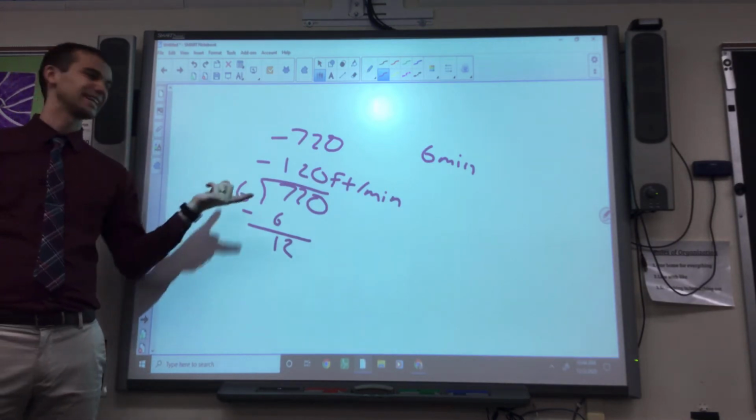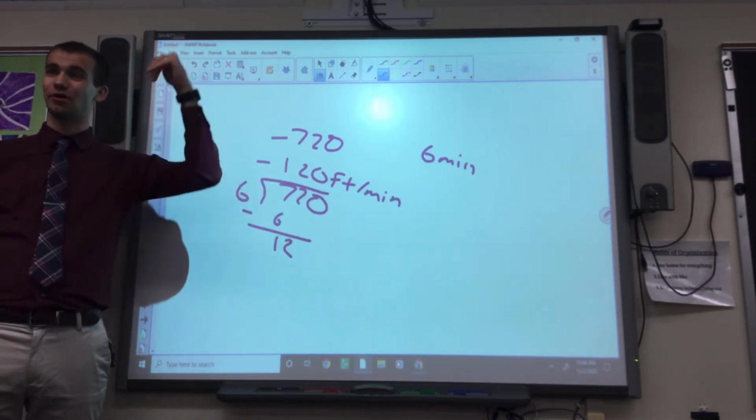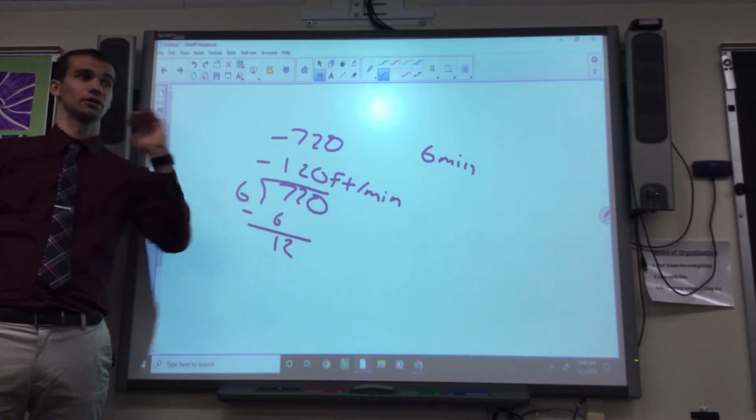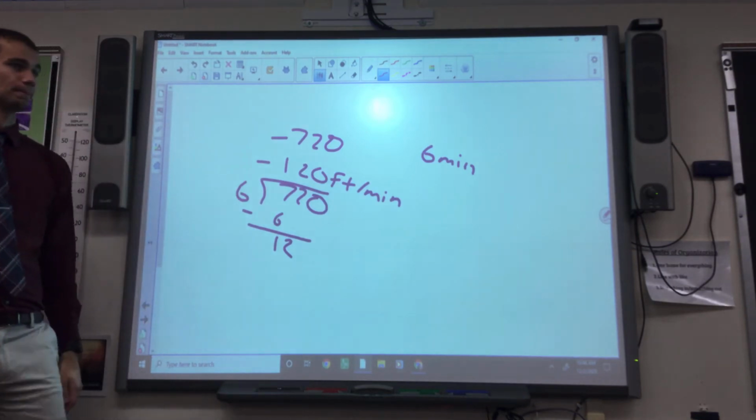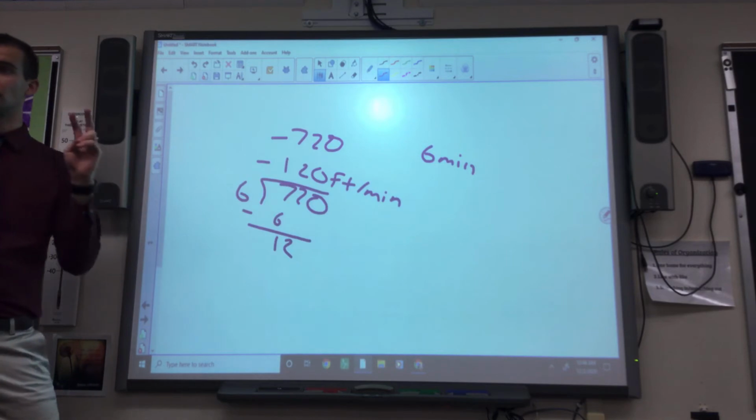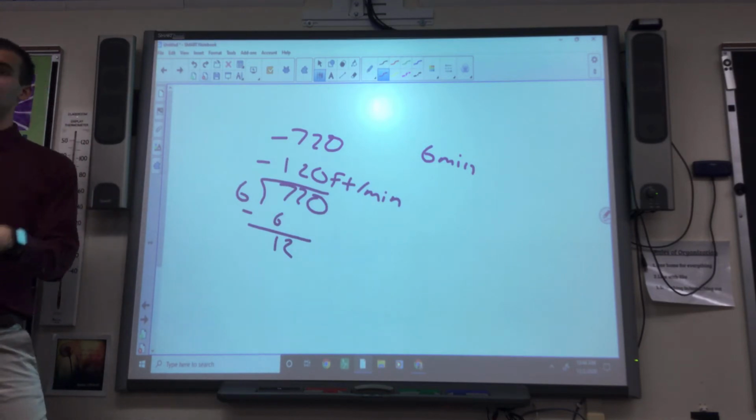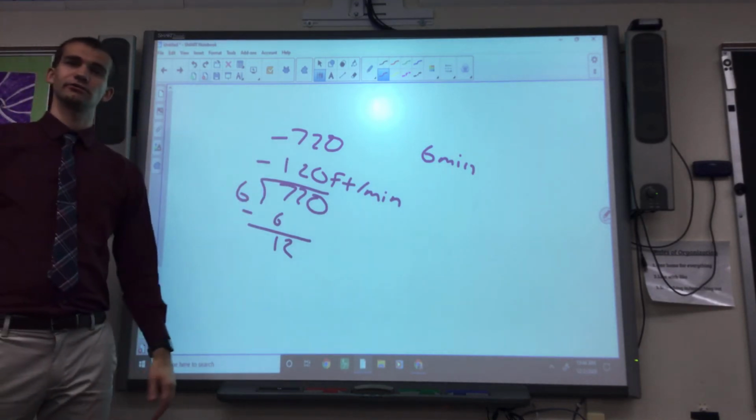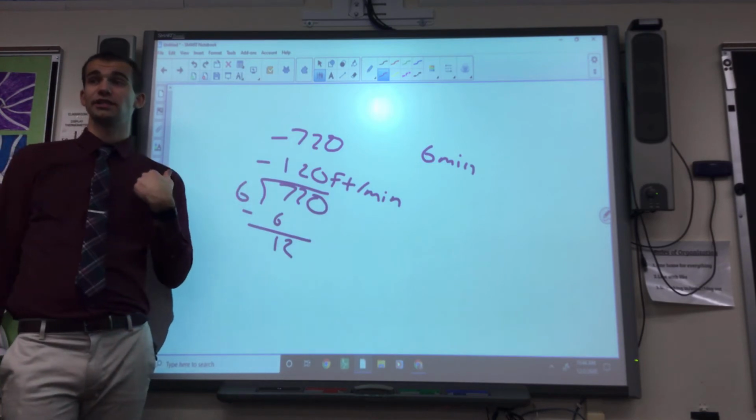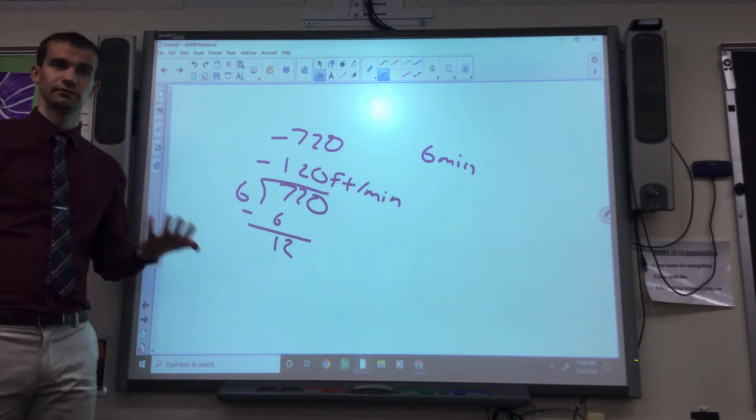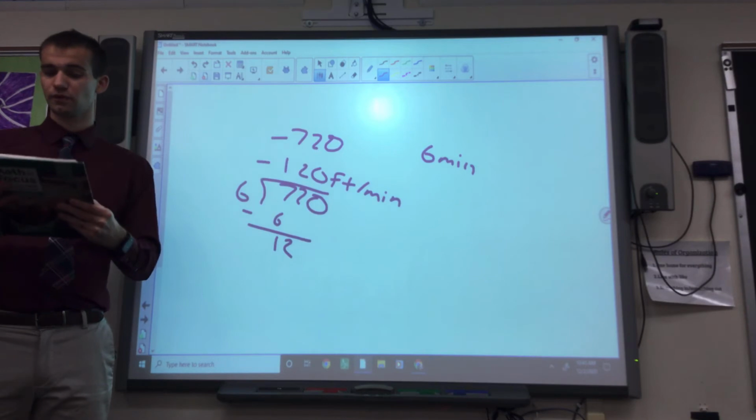But if you say descending negative 120, remember descending already means negative, so you're basically doing both things. You're saying descending, which makes it negative, and a negative 120, so you can't say that. I would just say descending 120 feet per minute, because that makes more sense to say it that way.